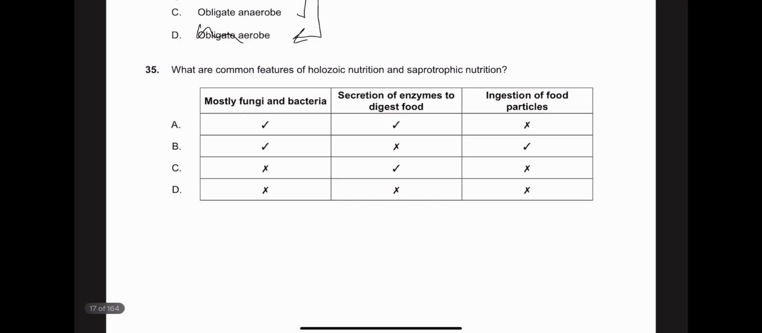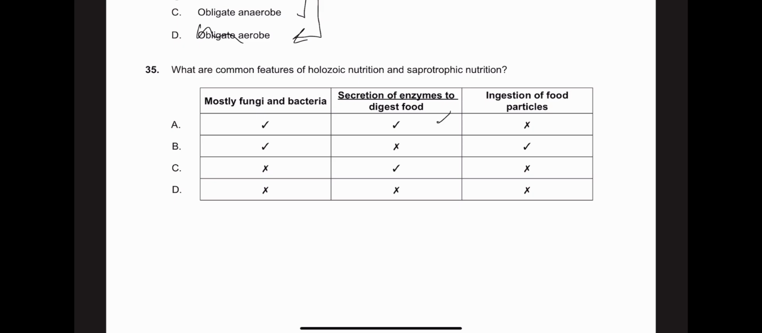35. What are common features of holozoic nutrition and saprotrophic nutrition? Okay. So we know that for saprotrophic nutrition, we're looking for this generic phrase, secretion of enzymes to digest food. We always see that with saprotrophic.